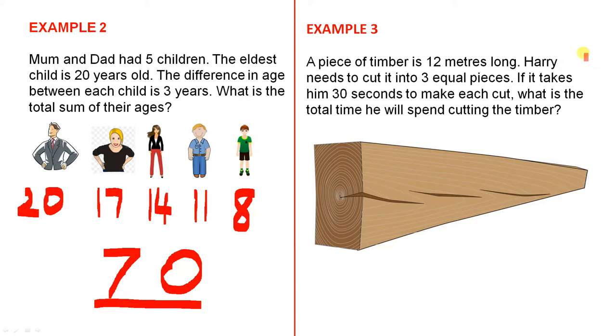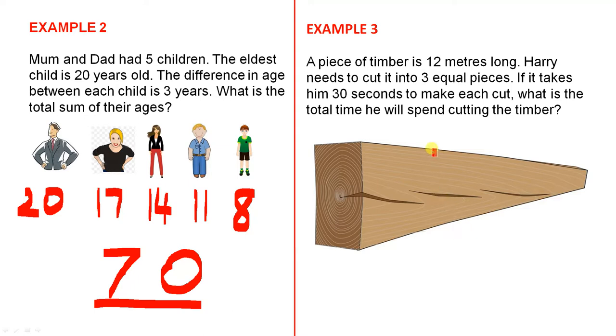A piece of timber is 12 metres long. Harry needs to cut it into 3 equal pieces. If it takes him 30 seconds to make each cut, what is the total time he will spend cutting the timber? Now we have to be very careful with this one because it's a little bit tricky. Now remember, he only needs 3 pieces. If you cut the timber once only, that gives you 2 pieces, so that's not enough.